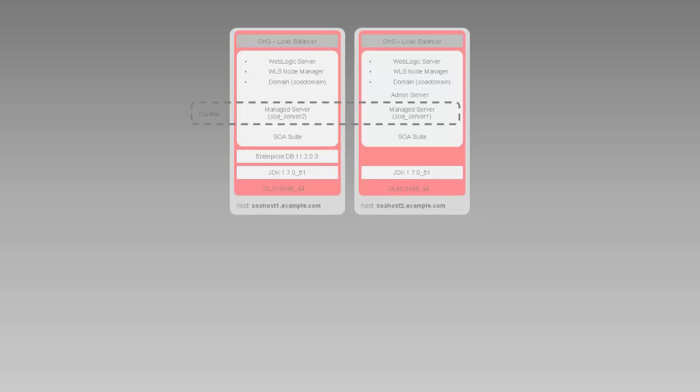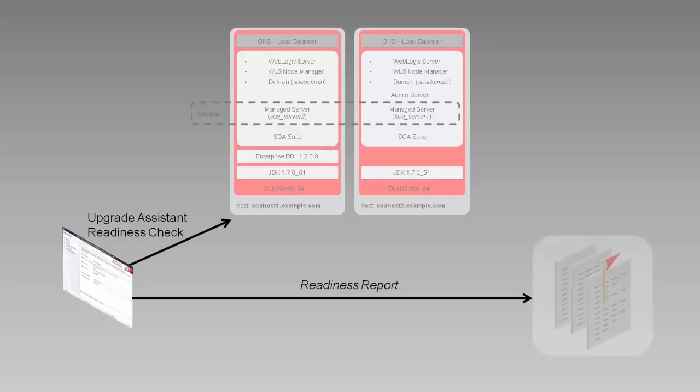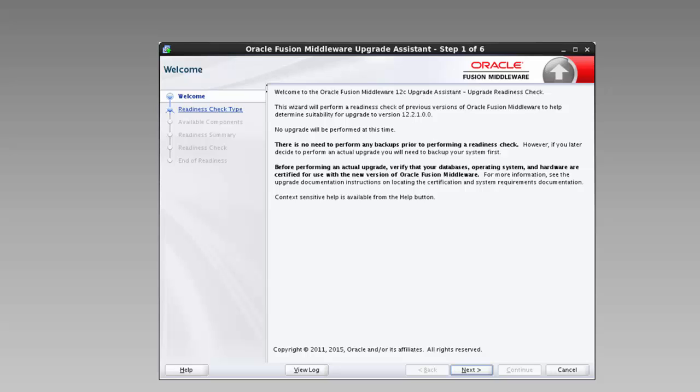Now that the 12.2.1 software is installed, you can run the Upgrade Assistant Readiness Check. The Readiness Check performs a pre-upgrade review of your existing Oracle Fusion Middleware schemas and Oracle WebLogic configurations. It generates a readiness report, so you can address potential issues before you attempt the actual upgrade. If no issues are detected, you can begin the upgrade process. To perform a readiness check on your pre-upgrade environment, launch the Upgrade Assistant in readiness mode. The wizard opens to the welcome screen.